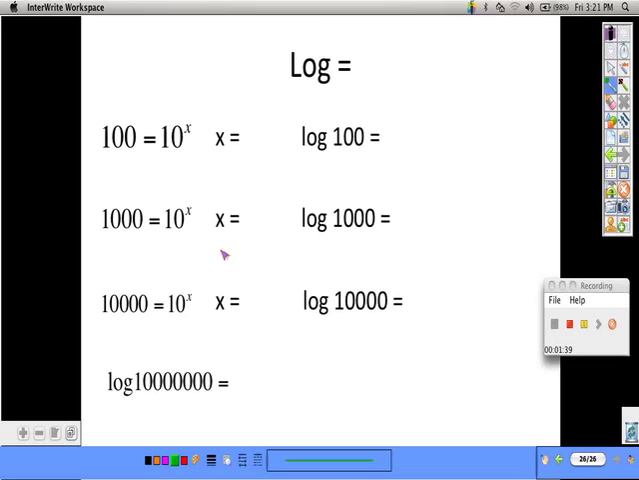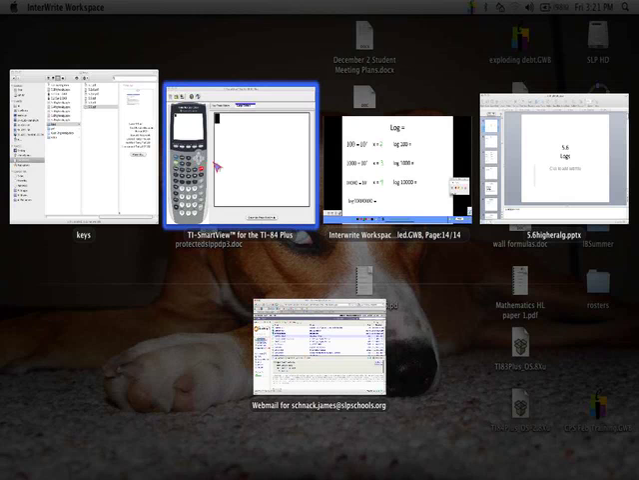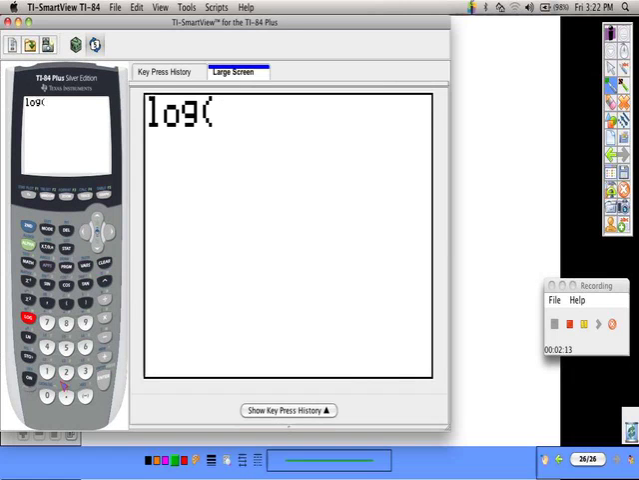So we're going to start out by looking at powers of 10. 100 is equal to 10 to what power? Well, x would be 2 here. And then 10 cubed is 1,000. Ten to the fourth is equal to 10,000. And now if we switch to our calculator, and we press log 10,000, there's this button over here that says log, right here.